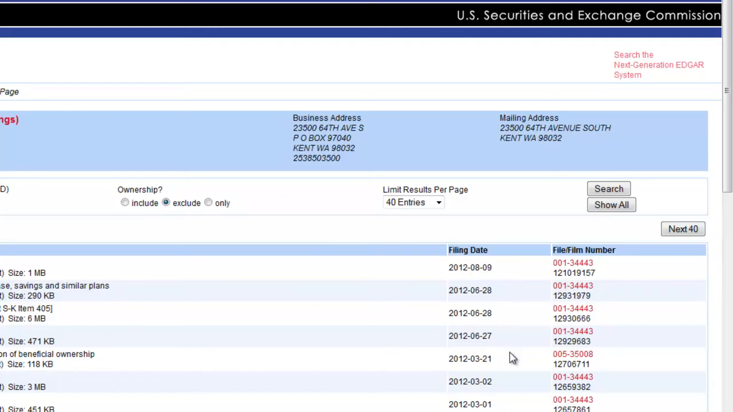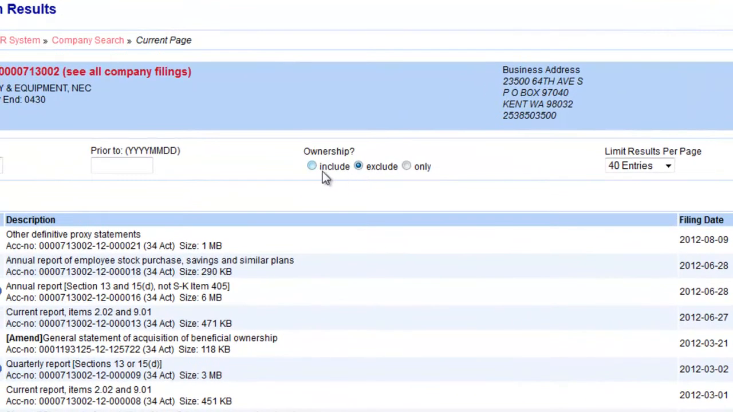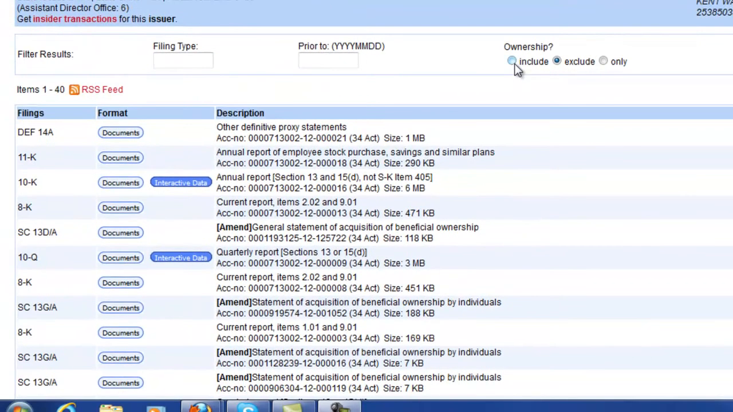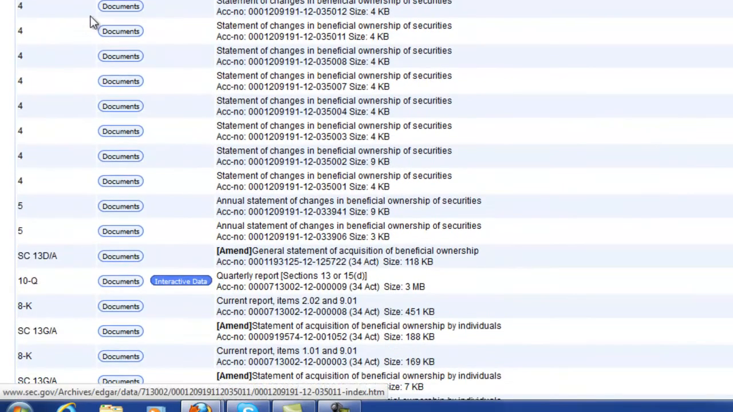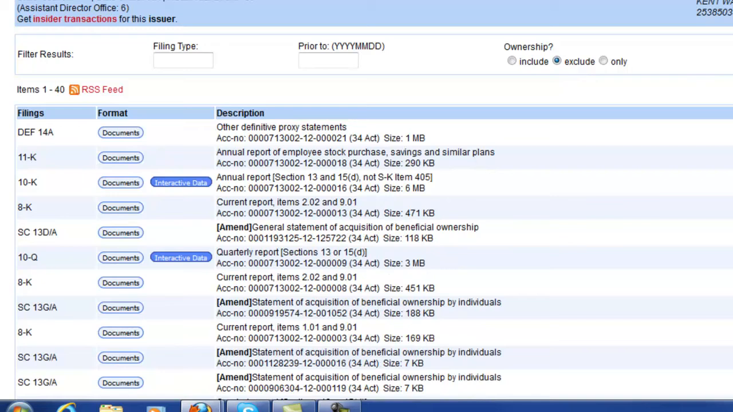One other thing that you might find useful is, remember how we can include or exclude forms 3, 4, and 5, which are used by insiders to report their buy and sell transactions. So as I said before, if we want to include it, we can include it, and these forms will appear here. If we exclude them, we just exclude it and search.